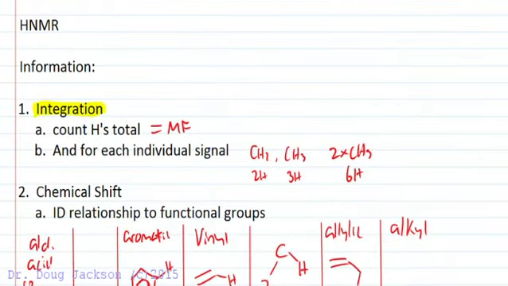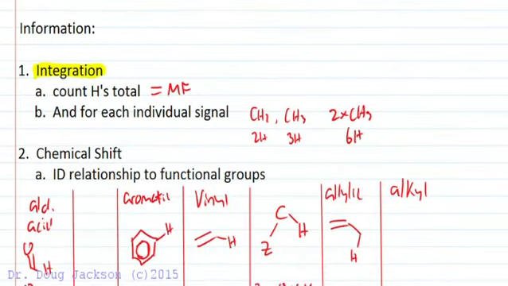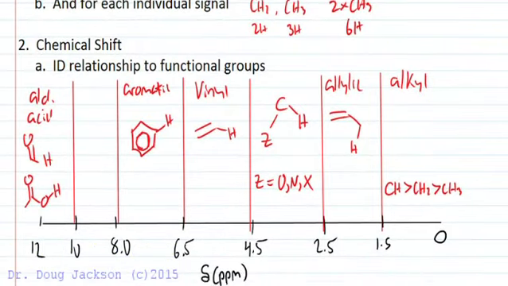So information from NMR includes integration, chemical shift through the various regions. We need to memorize these ranges: alkyl, allylic, next to or on the same carbon as an electronegative element, vinyl, aromatic, and then aldehydes and acids from 10 to 12.